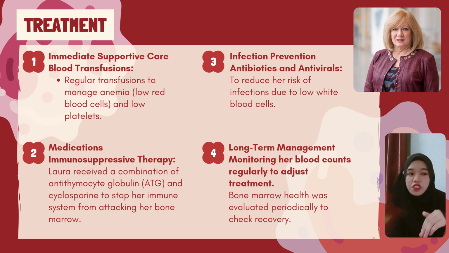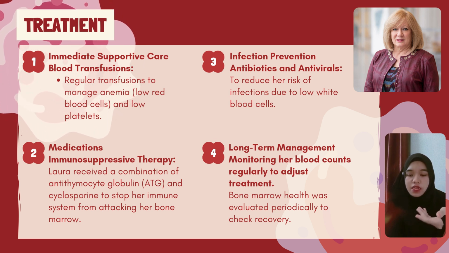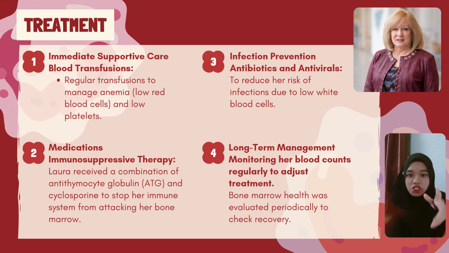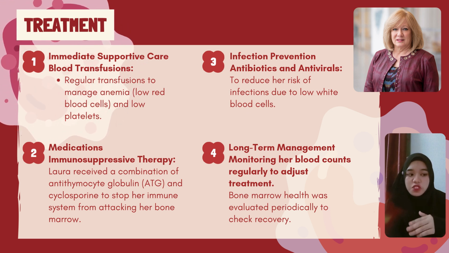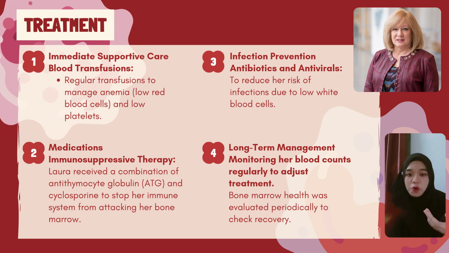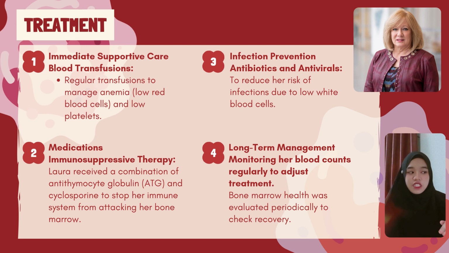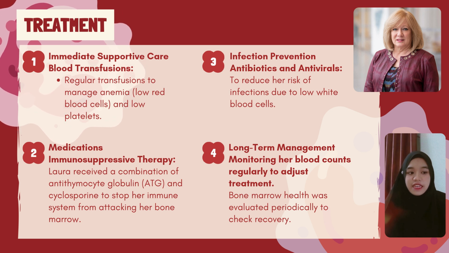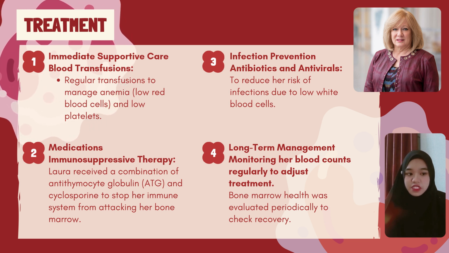To address the root cause of her condition, we started immunosuppressive therapy. This includes a combination of antithymocyte globulin, which is ATG, and also cyclosporine. This medication works to suppress her immune system and stop it from attacking her bone marrow. Because Laura's white blood cell count was critically low, she was at high risk for infection. So she was prescribed antibiotics and also antivirals to reduce her vulnerability and also to keep her safe.